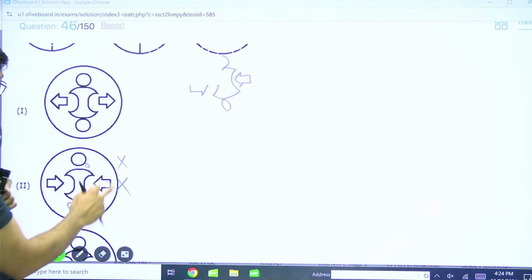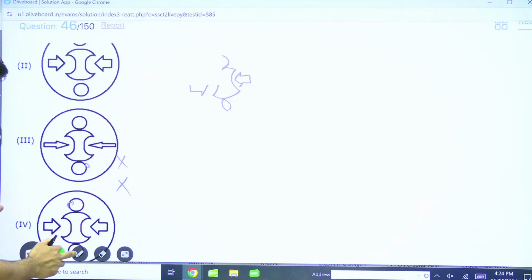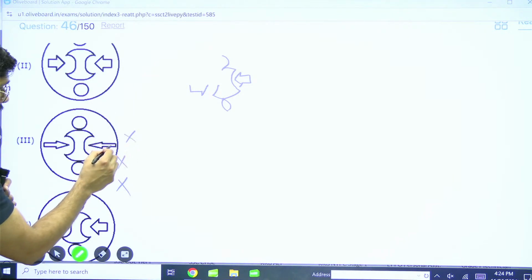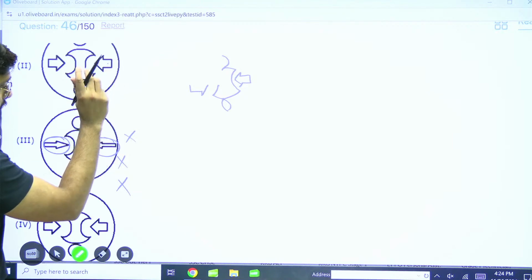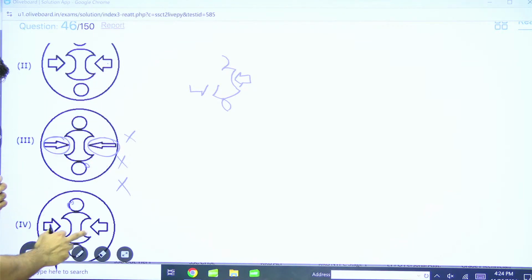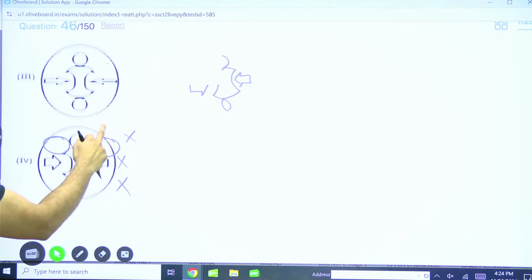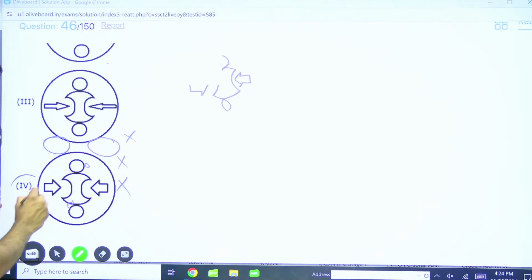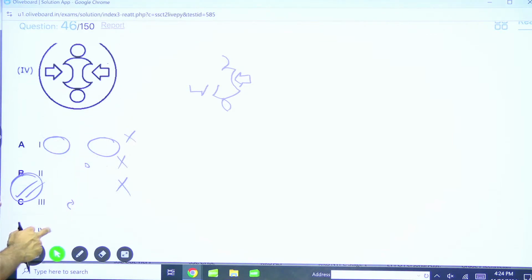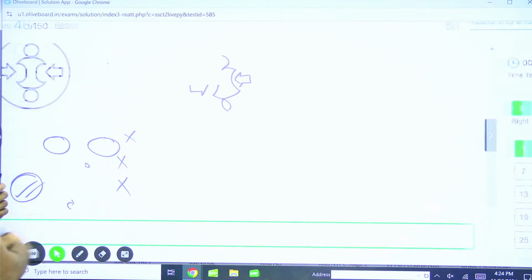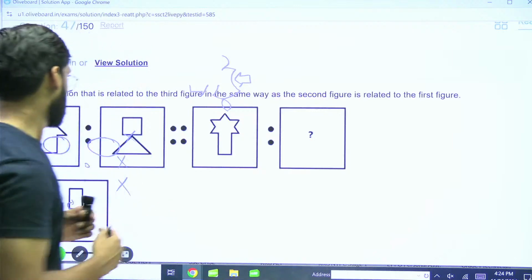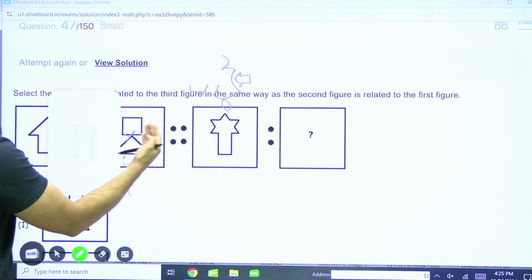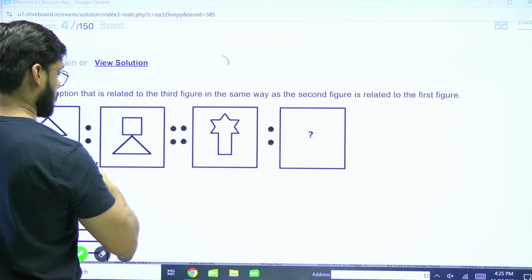Let's move on to the third option. The third option is also wrong. The arrow should be like this, a thicker one. Let's move on to the fourth one. The fourth one seems pretty perfect. So fourth is the right answer. Fourth is given in D. Let's mark D. D is the right answer. 17th question. We have the 17th question on our screen. Let's see what should be the right answer for this one.